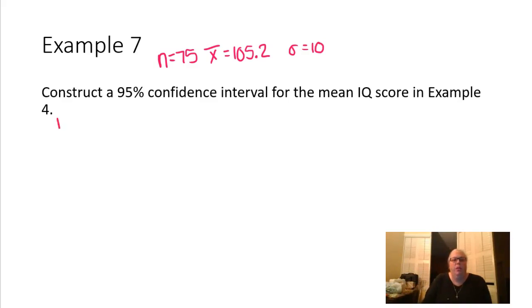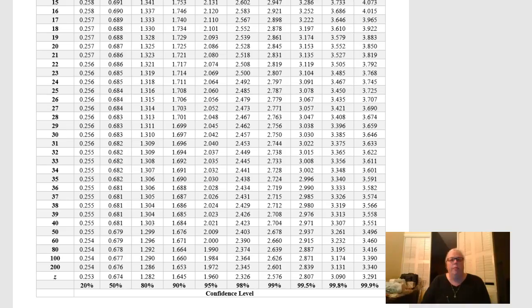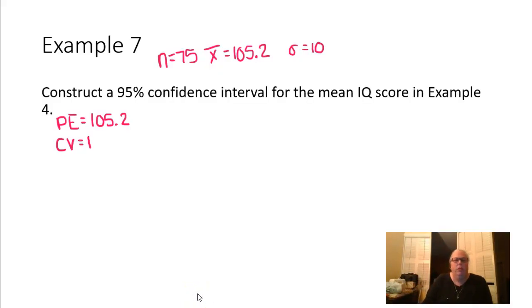95% confidence interval. The first thing it asked me for was the point estimate, and the point estimate is the sample mean, which they gave me to be 105.2. The next thing I was asked for was my critical value. Now my critical value is all dependent on what percent confident I want to be. Now in this case we want to be 95% confident. So let's pull up table A3. Looking down here on the Z line, 95% confident, right above it gives me 1.960 as my critical value.